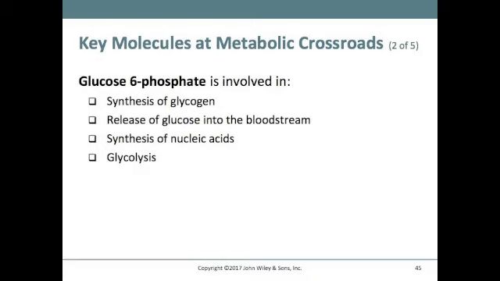And finally, glycolysis. Some ATP is produced anaerobically via glycolysis, in which glucose 6-phosphate is converted to pyruvic acid. Pyruvic acid is another key molecule for metabolism. Most body cells can carry out glycolysis.